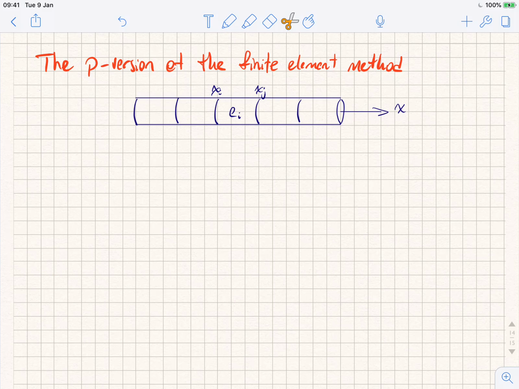So we're going to look today at the p version of the finite element method. And as we said many times, one way to reduce the error is to reduce the size of your elements. That is the h version of the finite element method. Today we're going to learn to reduce the error in a different way, keeping the mesh fixed. We're going to reduce the error by increasing the polynomial interpolation order.